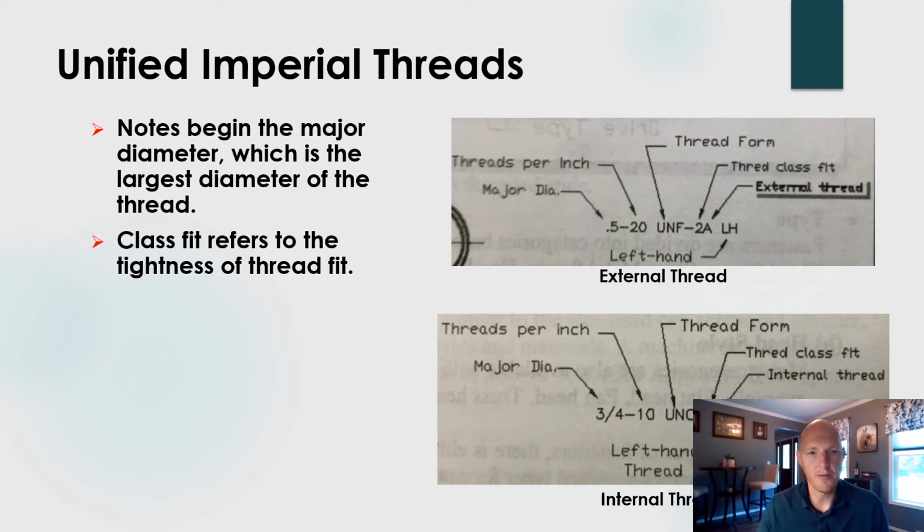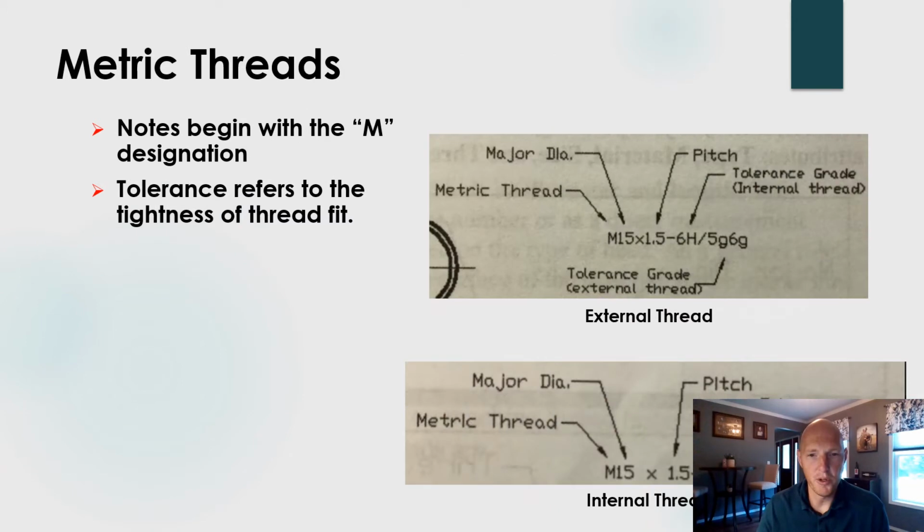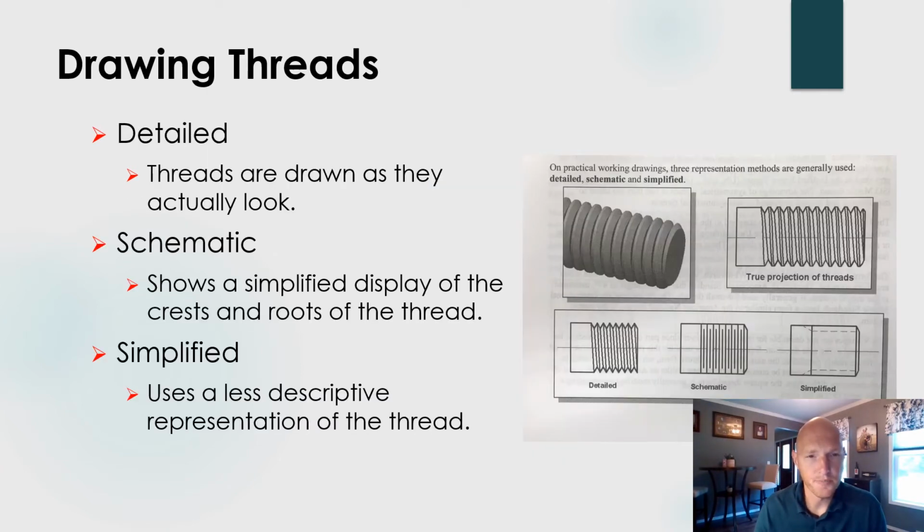When it comes to the threading information, there are different types of threading information because we have different measurement systems. So when it comes to the imperial threads, those are threads that are going to be for the US system, and then metric for the metric system. So it's important to know what the information means as you look through your threading information.